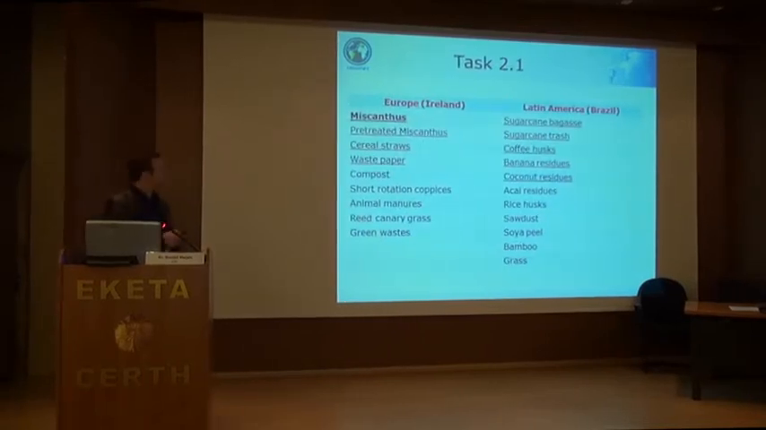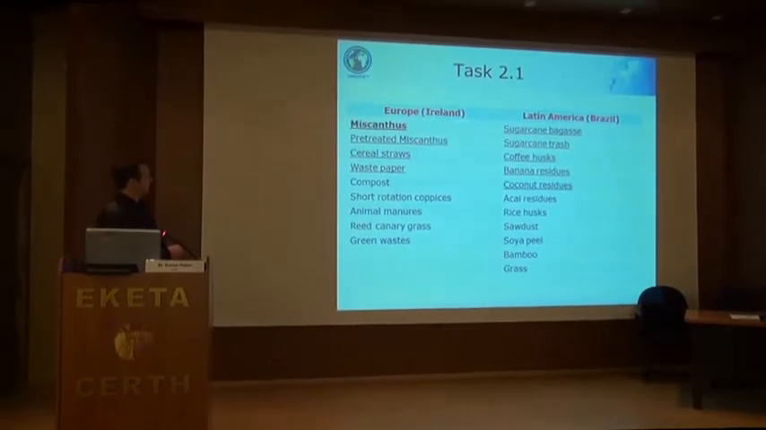Here we have some of the different feedstocks, both in Ireland and in Brazil, that we looked at. The ones that I've underlined here are those for which we developed near-infrared spectroscopy models for their quantification. You can see there's a wide variety of different feedstocks, ranging from energy crops, like miscanthus, to municipal wastes and agricultural residues.